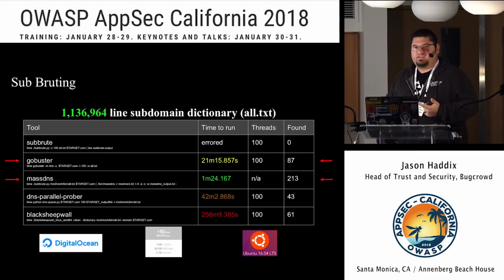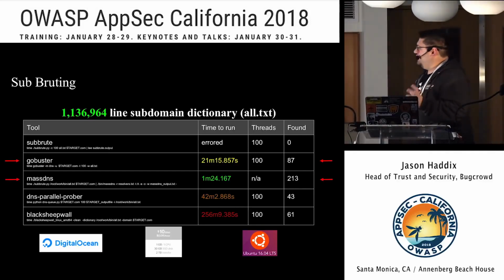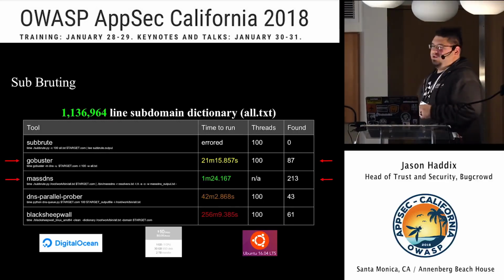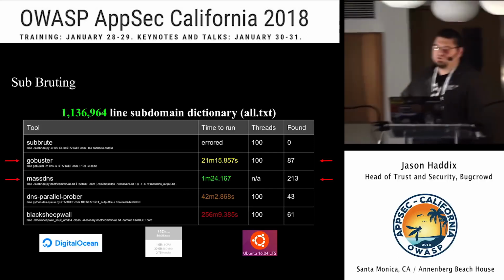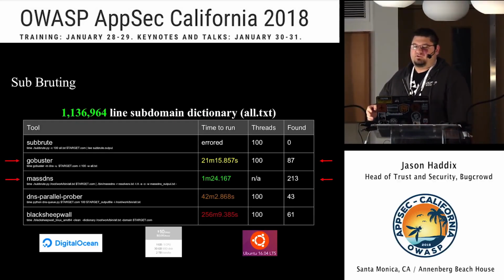MassDNS, because it's a distributed program written in C and it uses multiple DNS resolvers to try to resolve the DNS, uses up to 150, took 1 minute and 24 seconds to run that whole file. Now, there are false positives in this tool. So depending on the resolvers that are returning stuff, sometimes they'll just return yes, that this thing resolved for a lot of stuff that didn't resolve. So you'll get false positives.